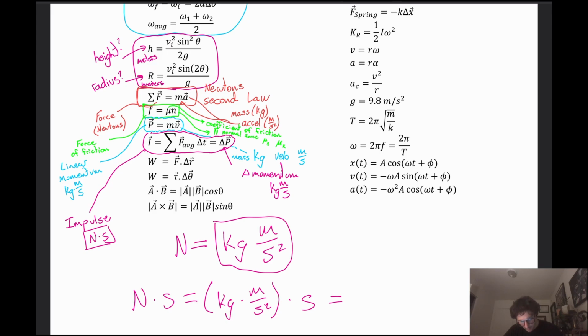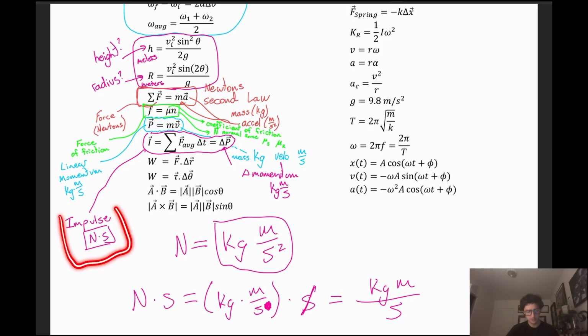Now check out what happens here. There's 1 second over here at the top, and then seconds squared at the bottom, so this second cancels with one of these. And then we're left with kilogram meters per second. Kilogram meters per second. And check this out. That is exactly equal to this, kilogram meters per second, kilogram meters per second.